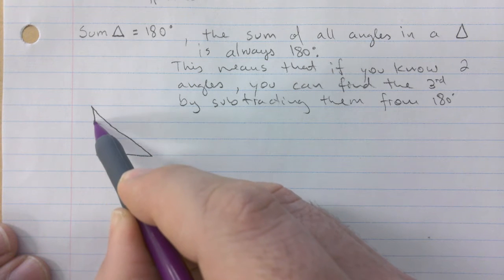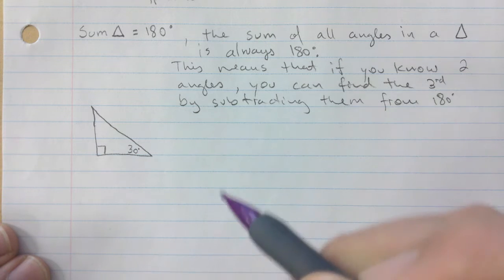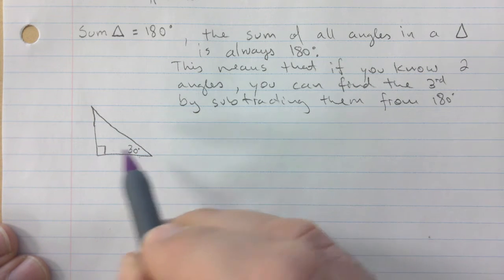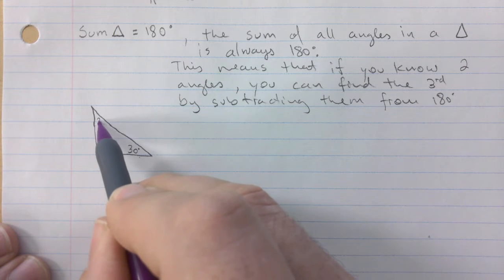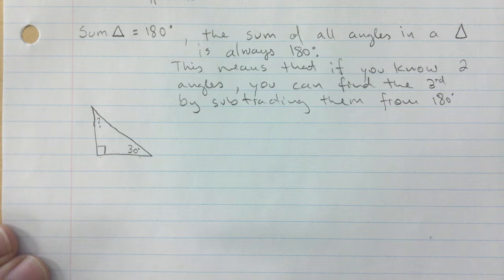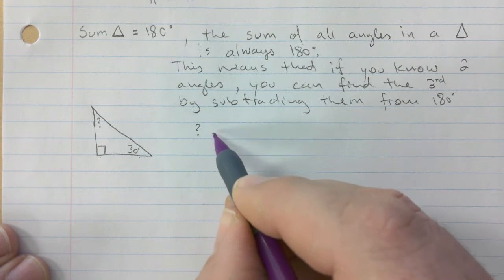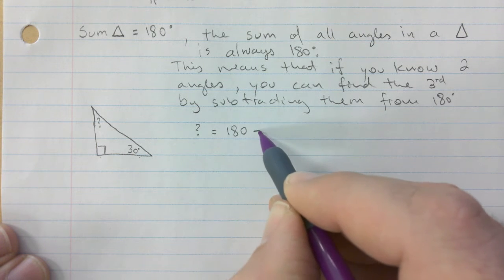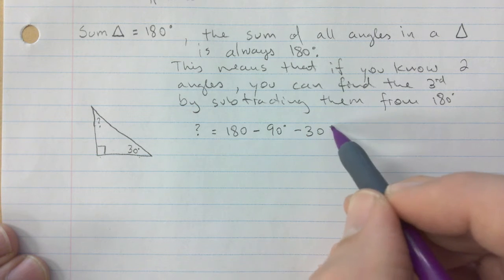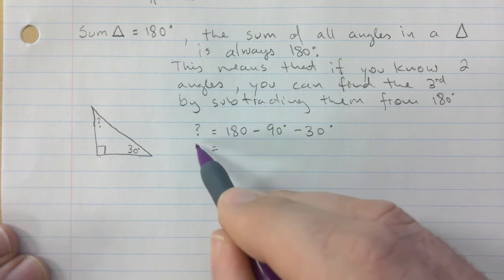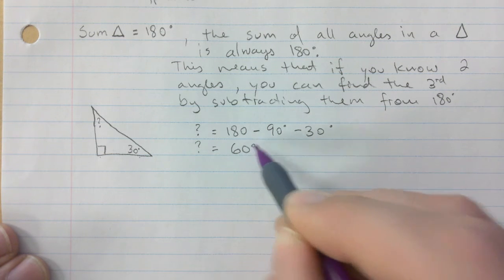So let's say you have one of these. I give you that that's 30. They're telling you that that's 90. What's that angle right there? Okay. So the question mark is usually just 180 minus the 90, which is 90, right? Minus the 30. Next line, the question mark is going to be 60 degrees.